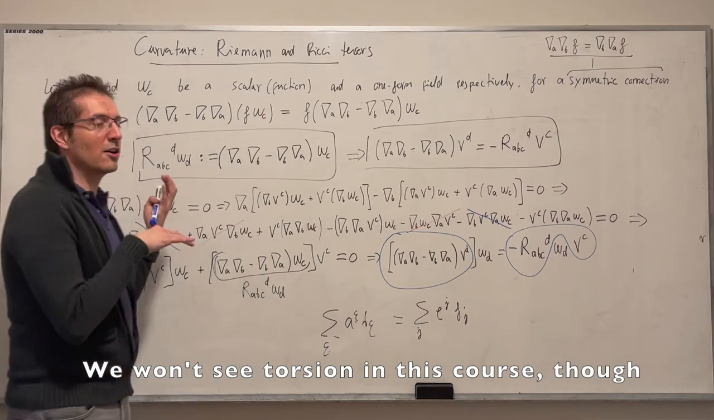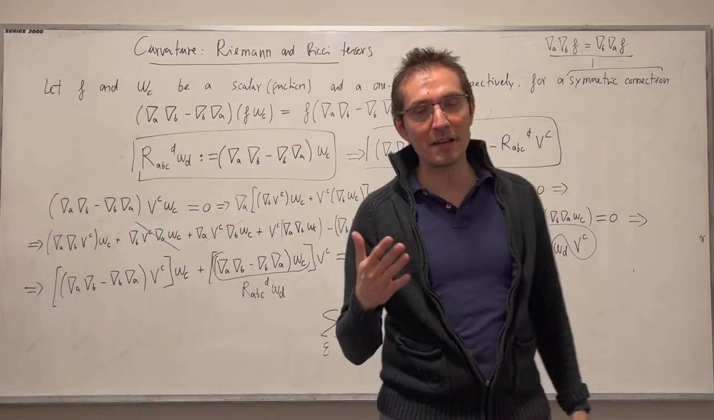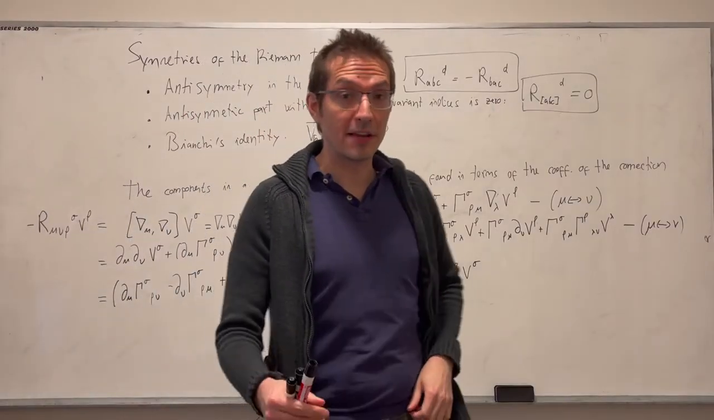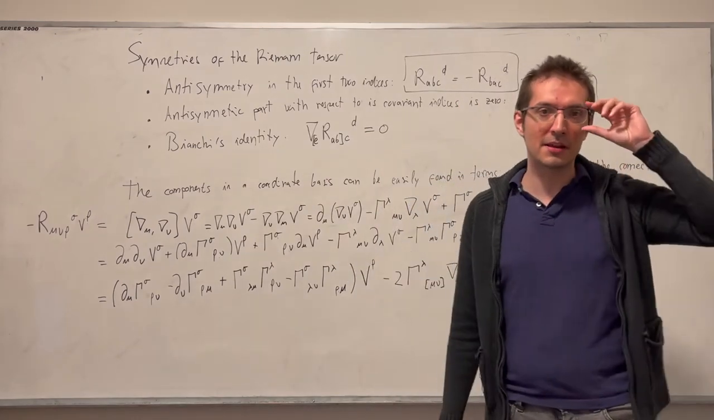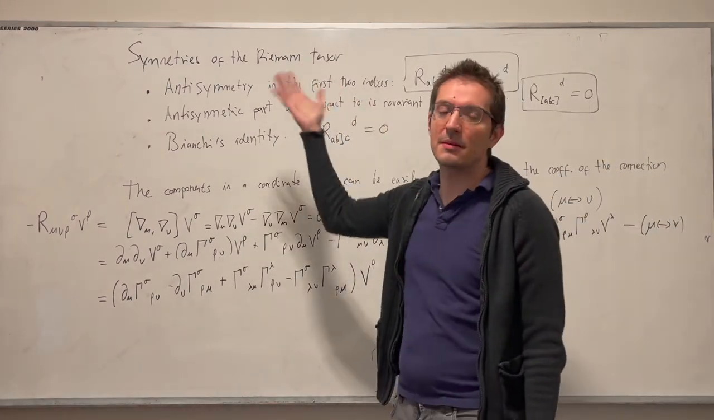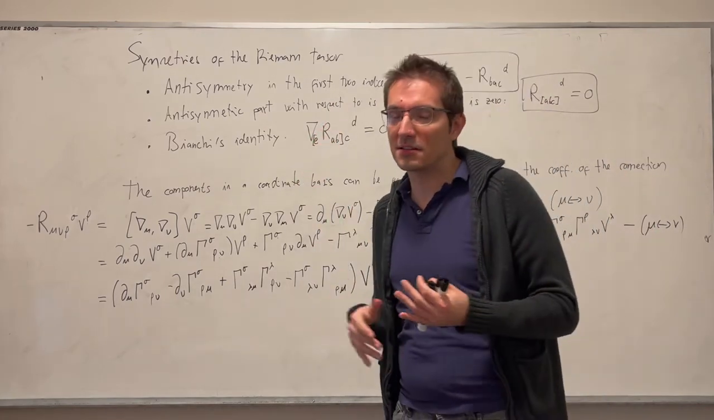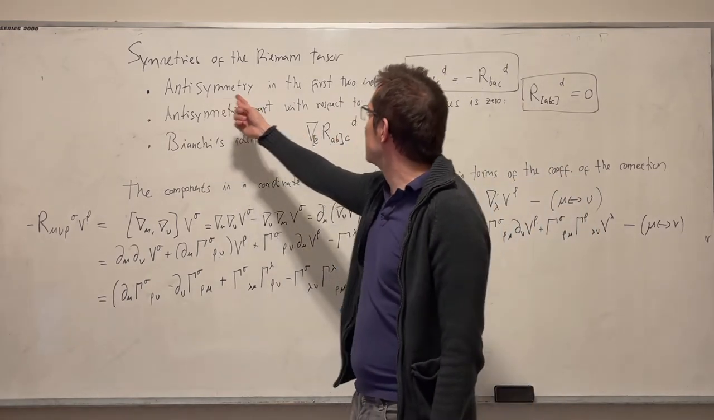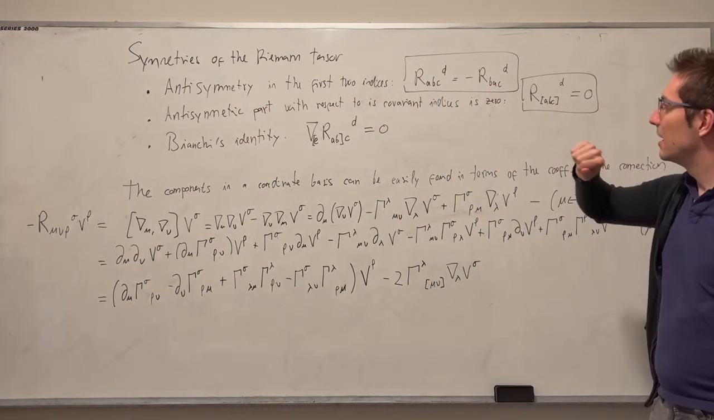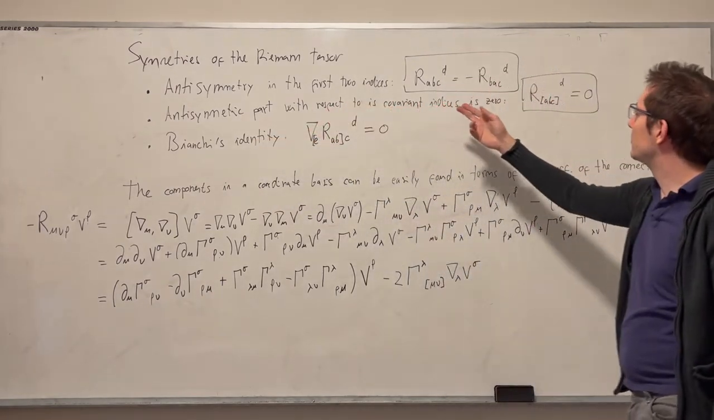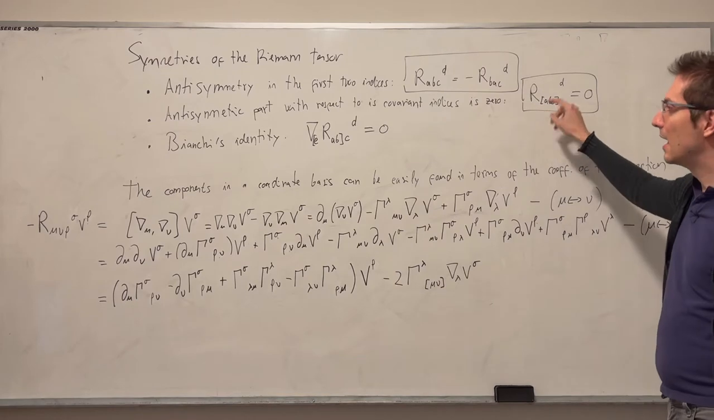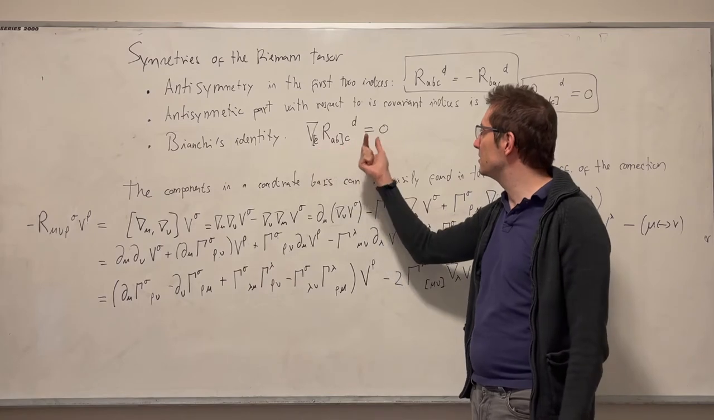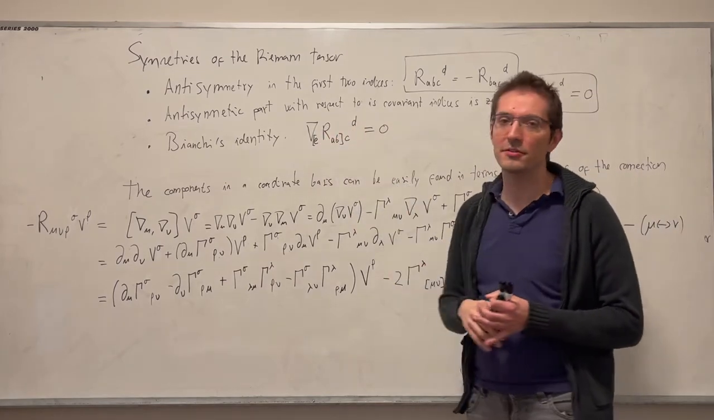Now, because of the properties of the connection, the Riemann tensor has some symmetries that we're going to talk about now. The Riemann tensor, because it's related to the connection, defined through the anti-symmetrized application of the covariant derivative, inherits some symmetries through the symmetries of the connection coefficients. In particular, it's anti-symmetric in the first two indices, like this. Its anti-symmetric part with respect to the three covariant indices is zero, and it also satisfies something called Bianchi's identity, which is this triple anti-symmetrization, three index anti-symmetrization, of the covariant derivative of the Riemann equal to zero.